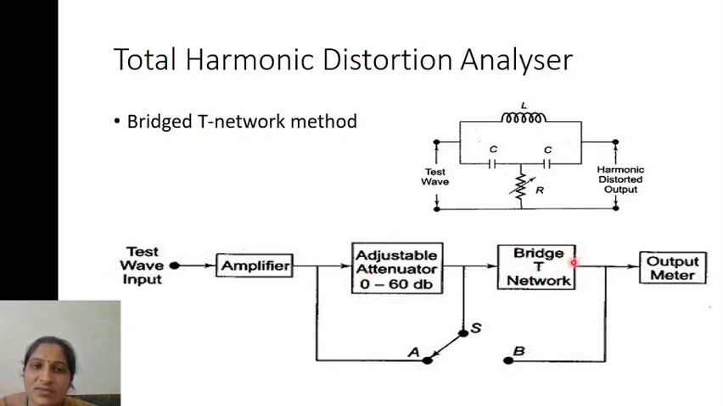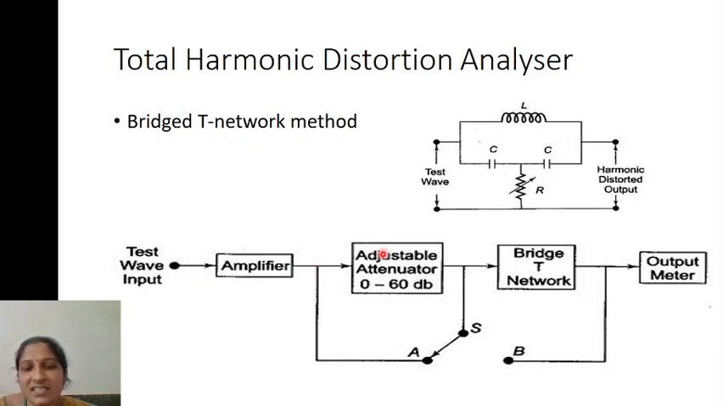Now this is the total harmonic distortion analyzer block diagram. In this, the test wave for which you need to measure the THD, that is total harmonic distortion, is given to the amplifier. So what does this amplifier do? This amplifier will strengthen the weak signals into the required signal.